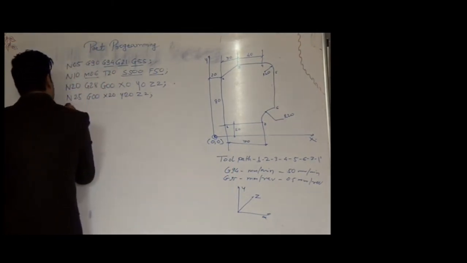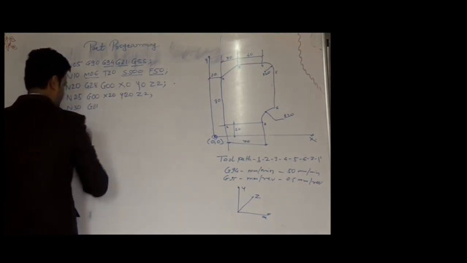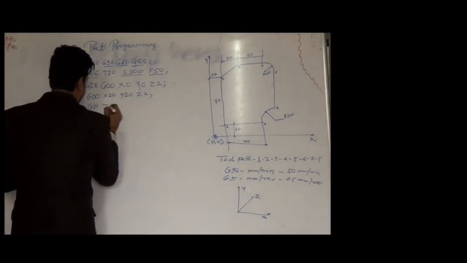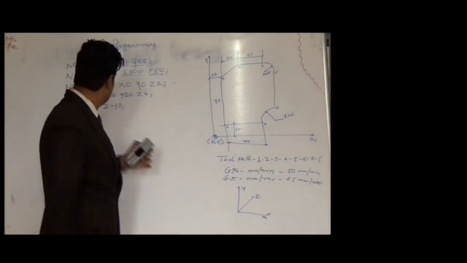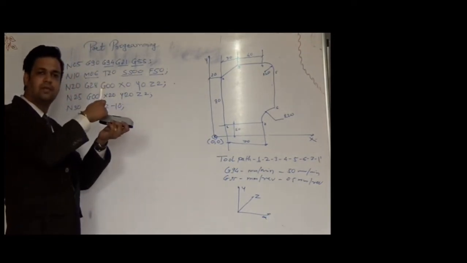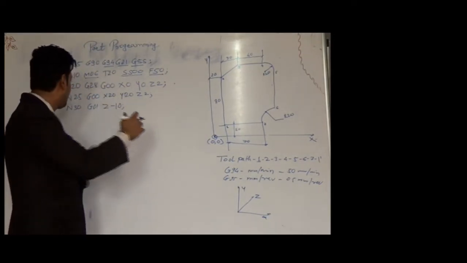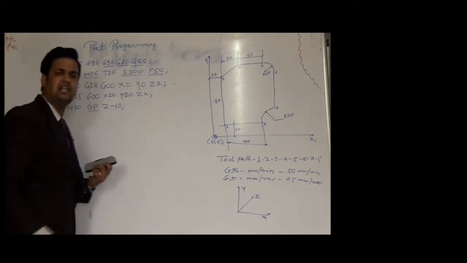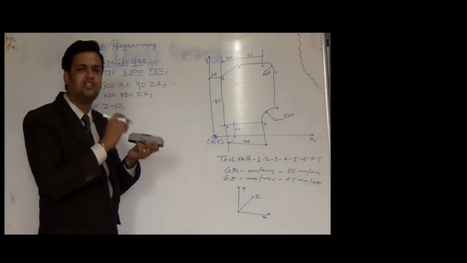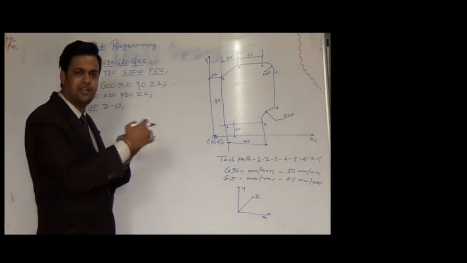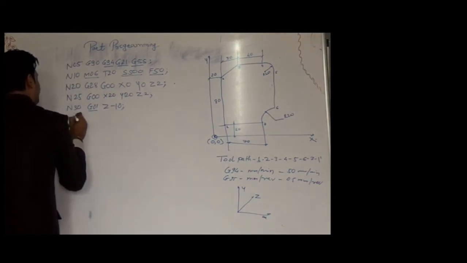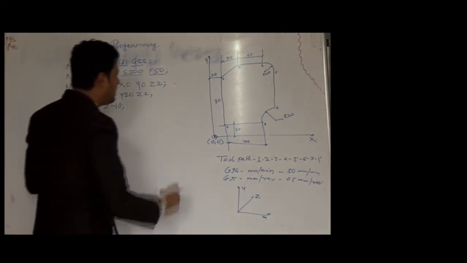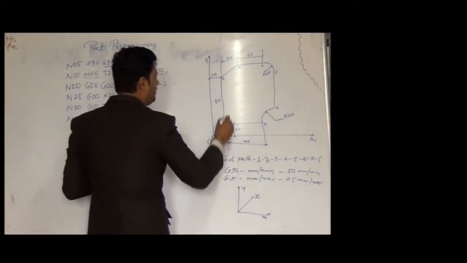Next, N30 G01 z minus 10. Suppose the depth of this profile is 10 mm, so it will move 10 mm in depth of this surface. Okay, G01 is for linear interpolation, that is the cutter movement of x, y or z will be in a linear fashion. Next, the second position is number 2, that is from 1 to 2.